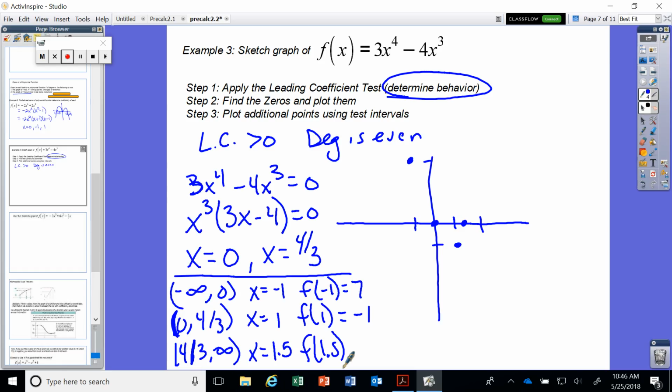Substituting that in, let me pull my calculator out real quick. All right, and that's going to end up getting us about 1.6875. Probably should have used 2. That would have probably been a little bit easier in there. So you could use 2 or 3. Honestly, anything bigger than 4/3 would have been just fine as well.